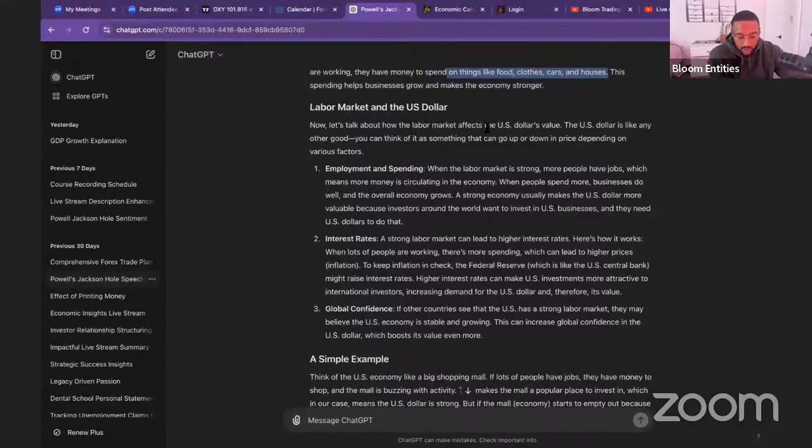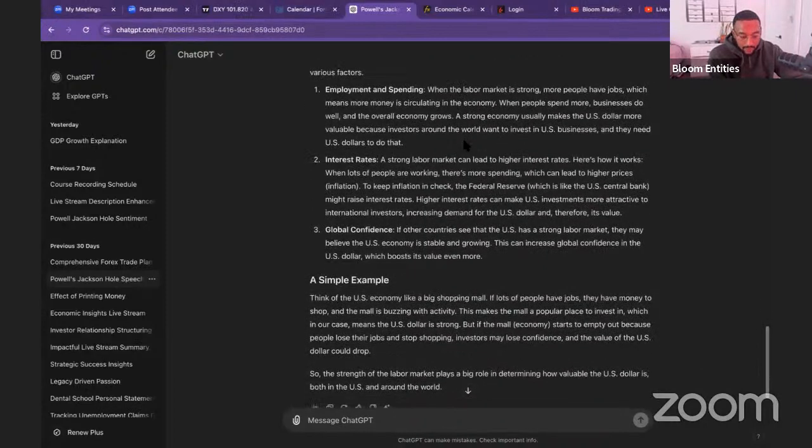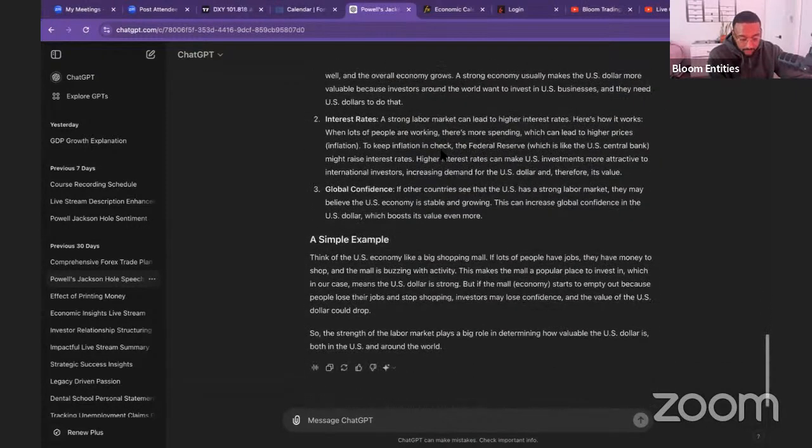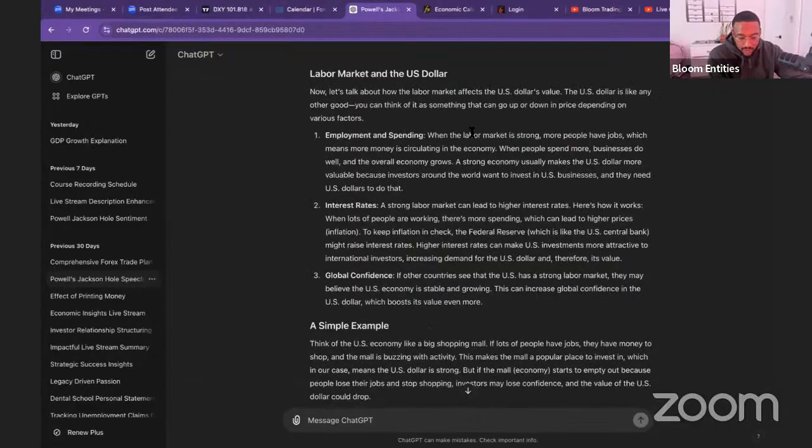So now let's talk about the labor market and the US dollar value. The US dollar is like any other good. You can think of it as something that can go up or down in price depending on various factors, including spending. When the labor market is strong, there's basically more money circulating in the economy. When people spend more, businesses do well and the overall economy grows. A strong economy usually makes the US dollar more valuable because investors around the world want to invest in US businesses and they need US dollars to do that.